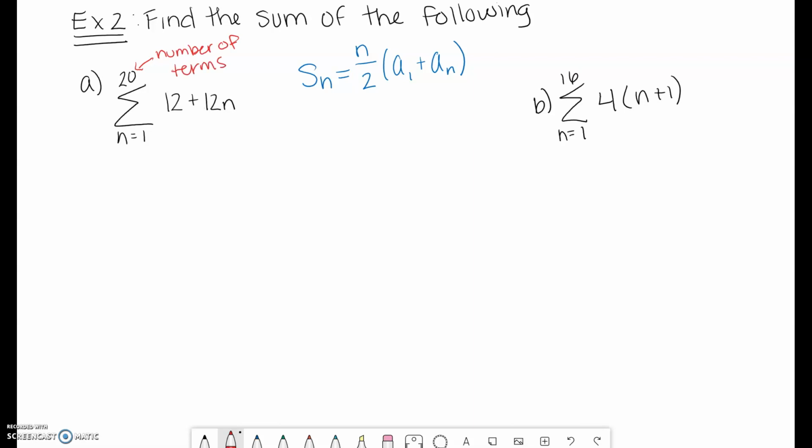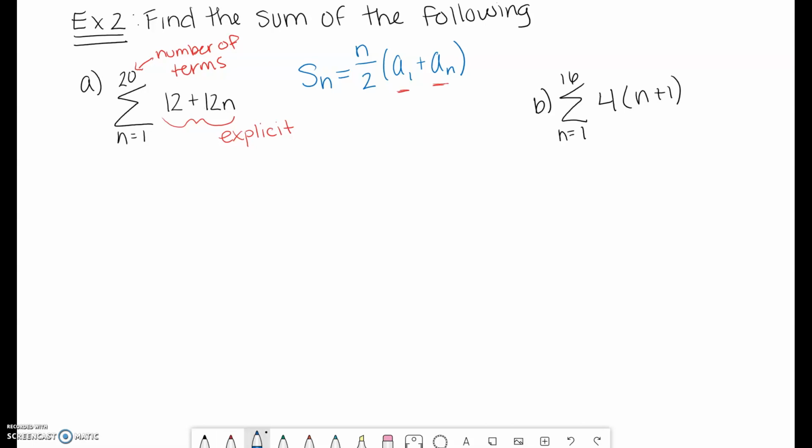And then this is where it starts. And then this is the explicit formula. So we're going to go ahead and use our formula to find the sum. And in order to do that, we need to know the first term and we need to know the last term. So we need to find these two things before we can do it.